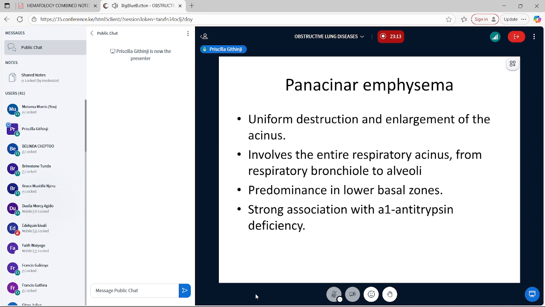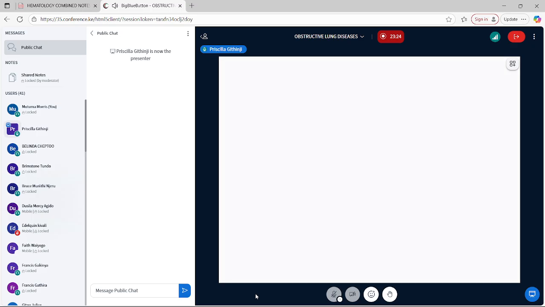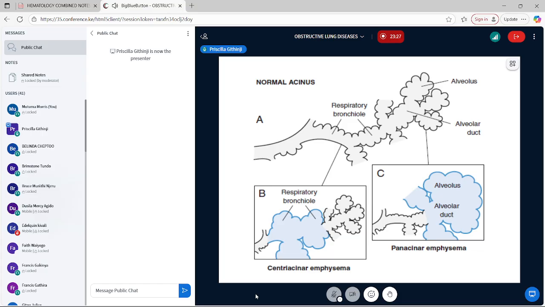And most of the time, your panacinar emphysema has a strong association with alpha-1 antitrypsin deficiency, especially for patients who have pure emphysema, like I had stated.